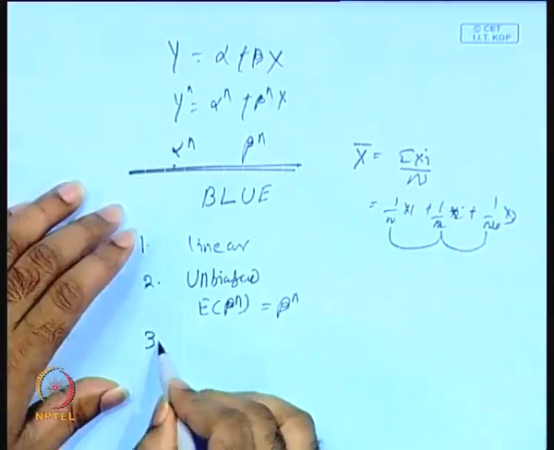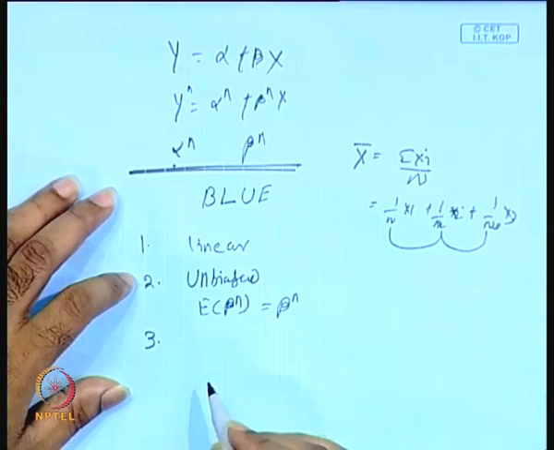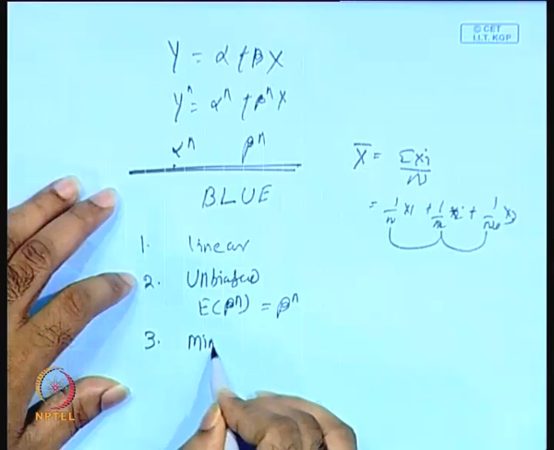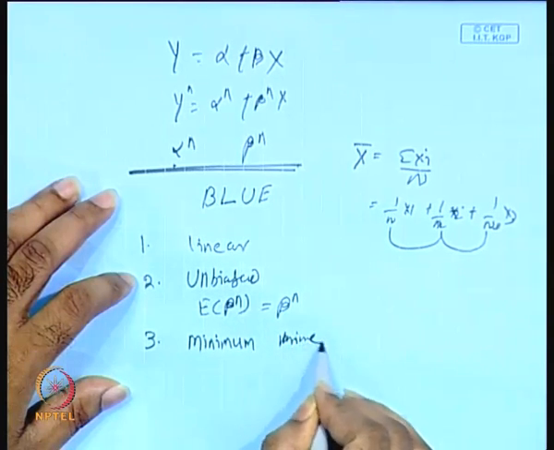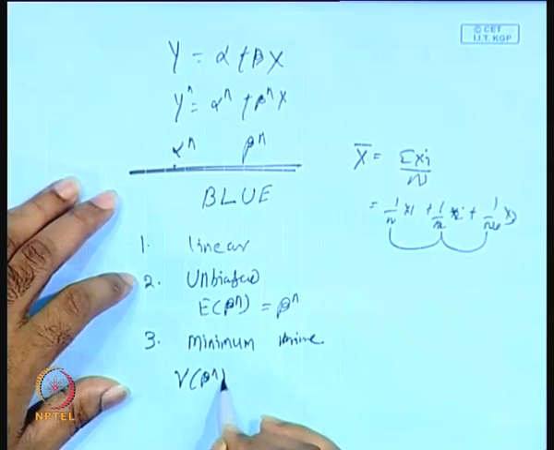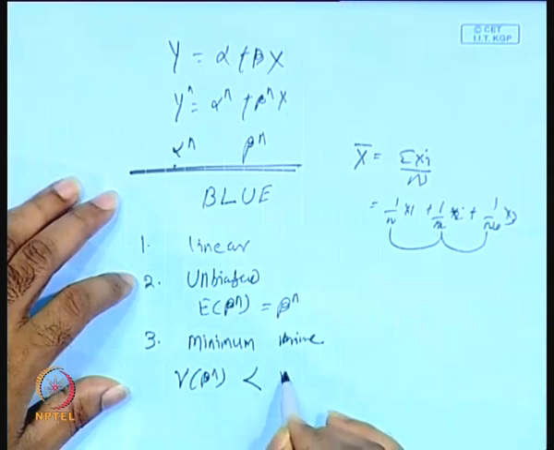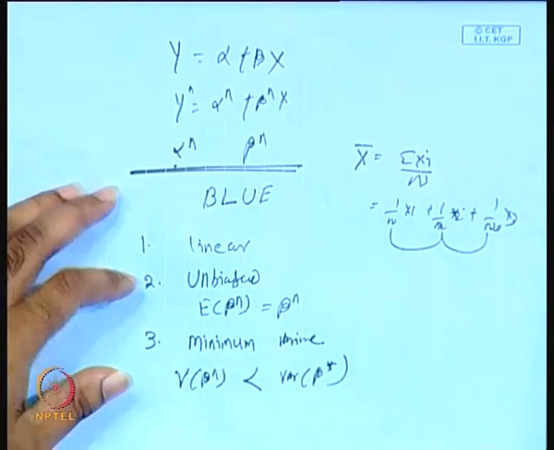This is the second property of this particular estimator. Third is minimum variance. So, what is minimum variance? Now, minimum variance means the variance of beta hat should be less than or equal to the variance of another estimator, say beta star. That means whatever estimator we have received should have minimum variance.